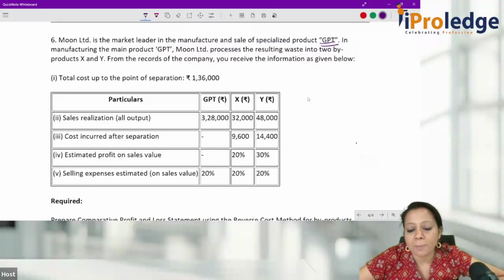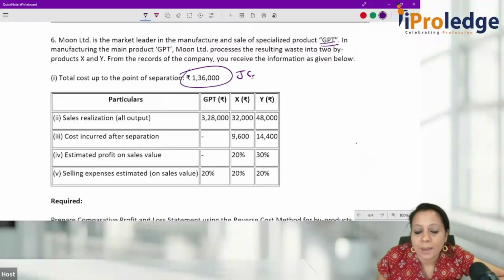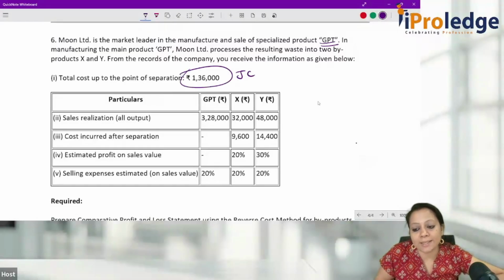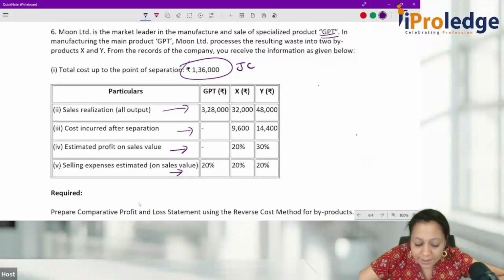The total cost up to the point of separation. That means, can I say this is only joint cost? Because separation means the point of split off. Up to that, whatever you get is joint cost. Sales realization is given. Cost incurred after separation is given. Estimated profit on sales value is given. Selling expenses are also given. Everything is given.